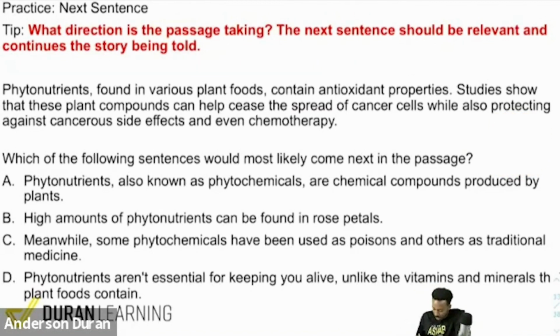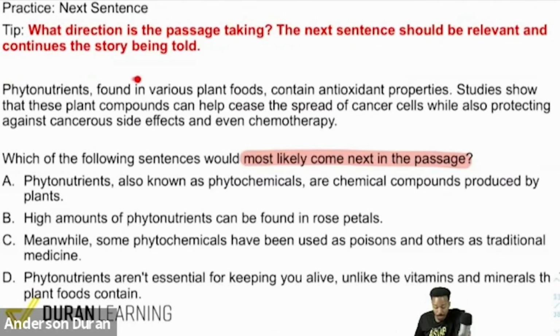Which of the following sentences would most likely come next? Remember, when it comes to next sentence questions, we need a relevant answer. We need an answer that continues the story. We need an answer that captures the mood, the style, and the tone of the text. So let's read the passage first. Don't ever read the answer choices first, because those answer choices are designed to trick you. So read the passage first. Here we go.